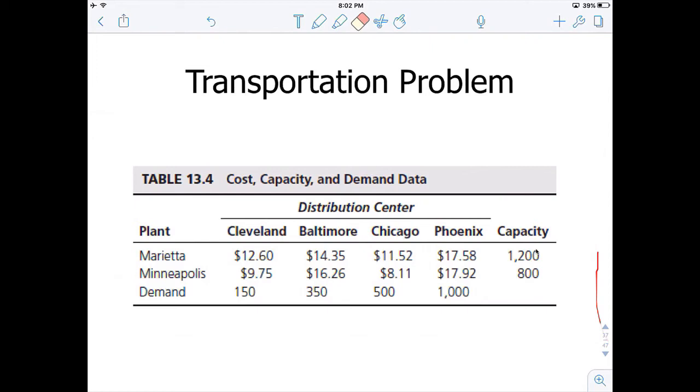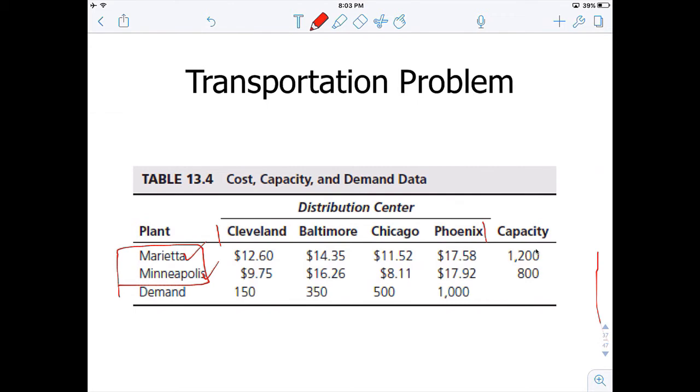In this video, we are going to understand how a basic transportation problem can be formulated by using linear optimization methods, mainly linear programming formulations. In this transportation problem, we have two plants: one plant in Marietta and one plant in Minneapolis. And we have four distribution centers, one in Cleveland, one in Baltimore, one in Chicago, and one in Phoenix.